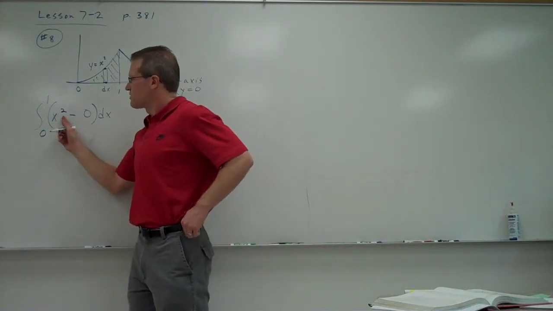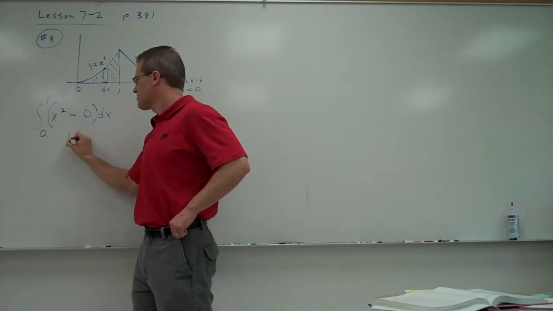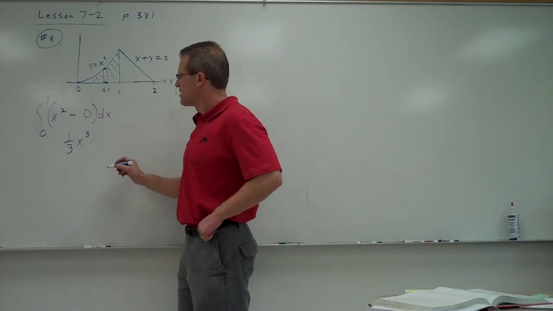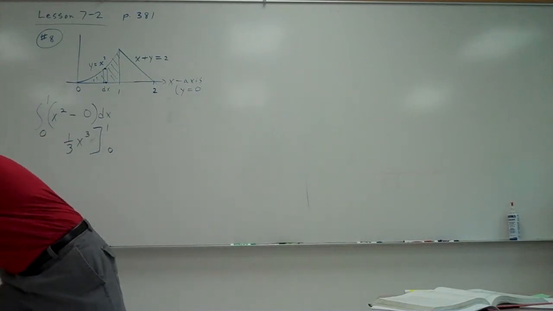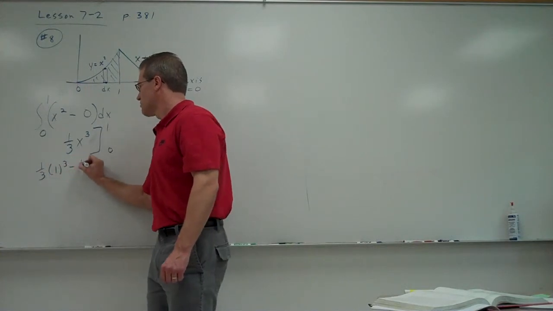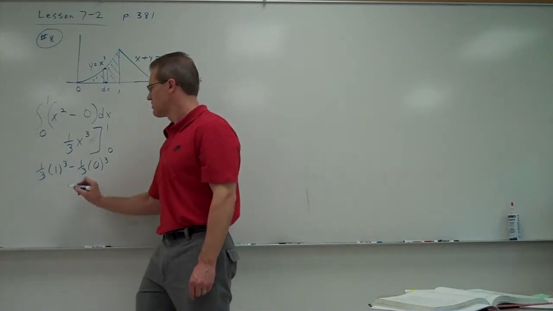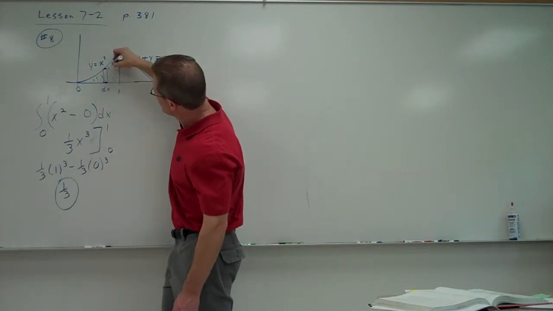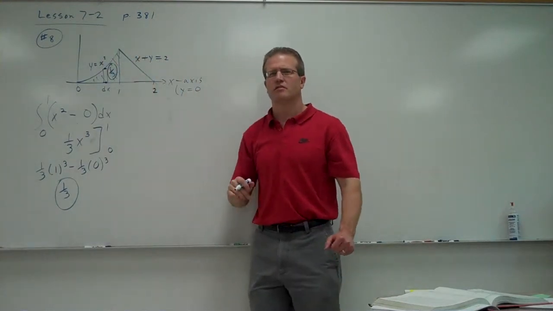So what's the integral of x squared? What's the antiderivative of x squared? 1/3 x cubed, good. And then the minus 0, of course, will just drop off. And then we're going to go from 1 to 0. This is out of the way. So I'll plug in 1. You get 1/3 times 1 cubed minus 1/3 times 0 cubed. So that gives you 1/3 minus 0. So this area right in here is 1/3. Any questions about that?